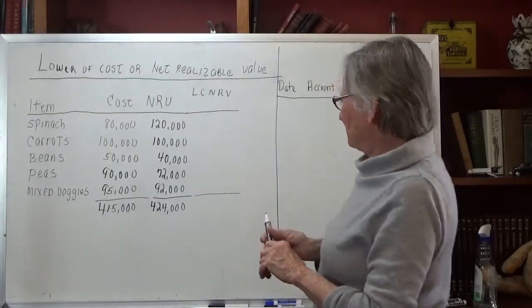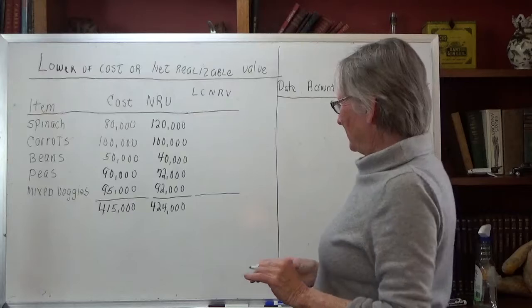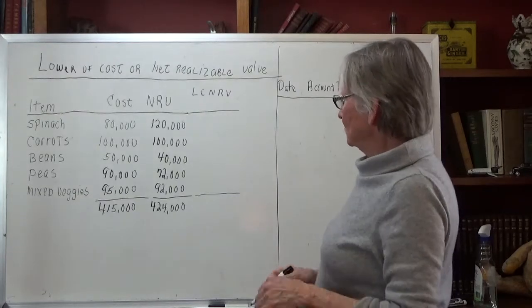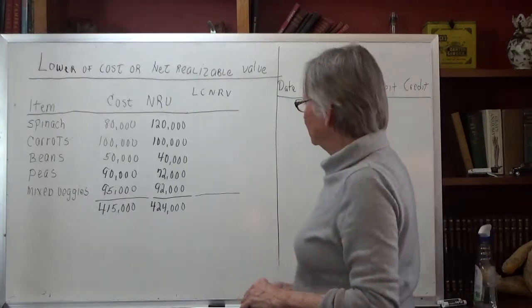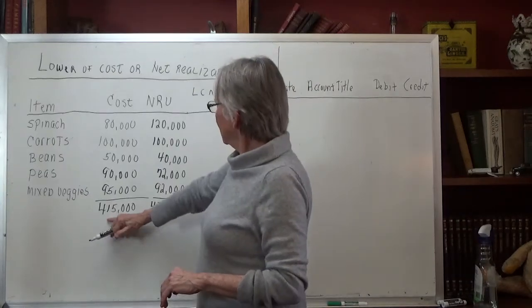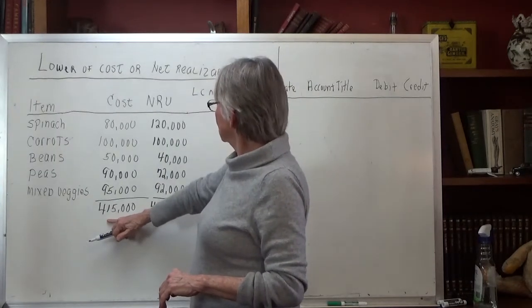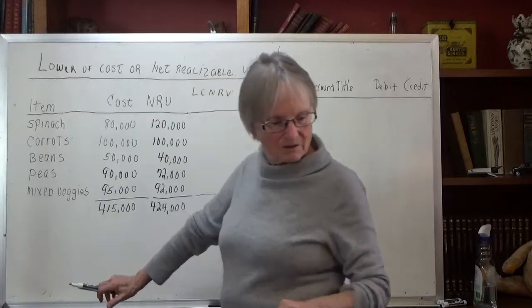We have two different ways to do this. One is the whole inventory method, and you simply say, oh, okay, so the cost of our inventory on the books is $415.